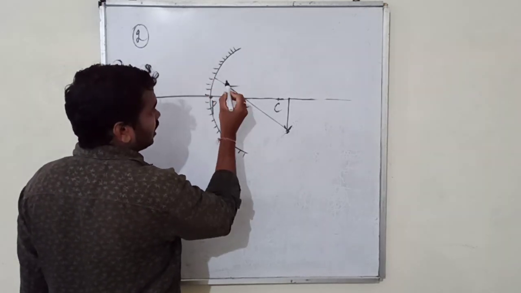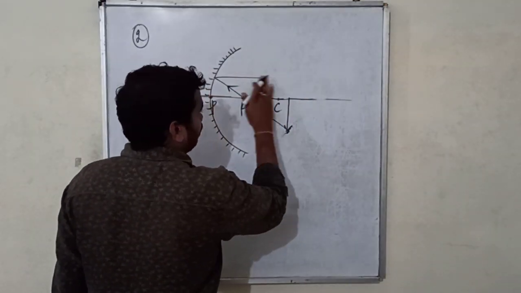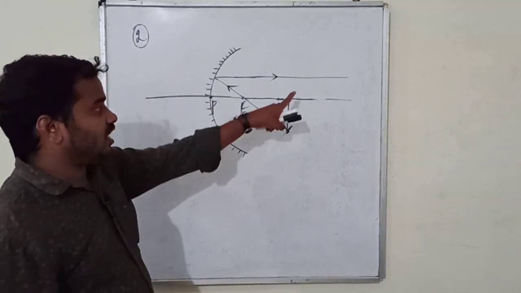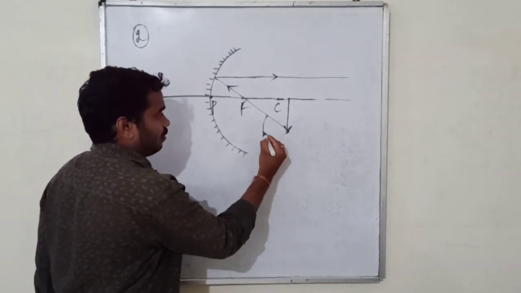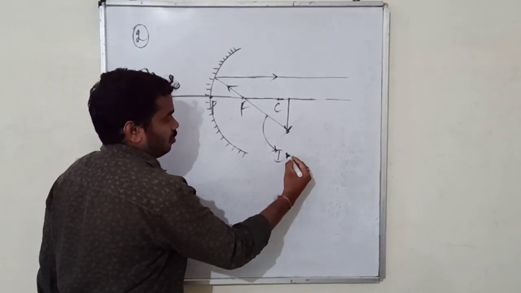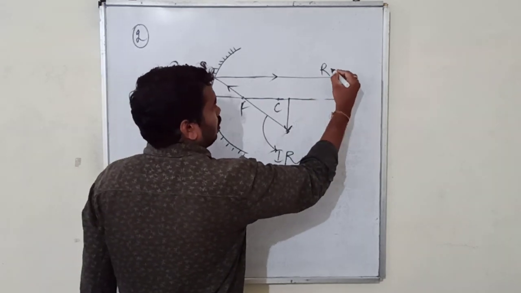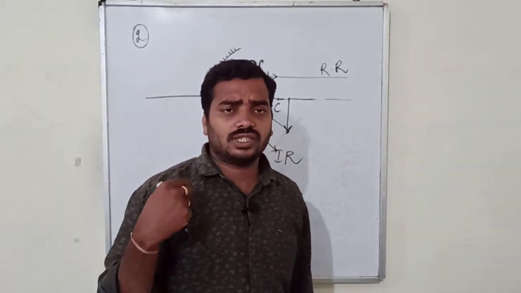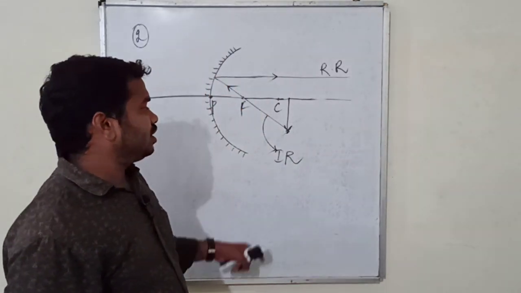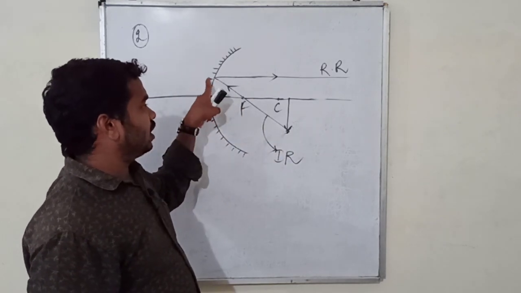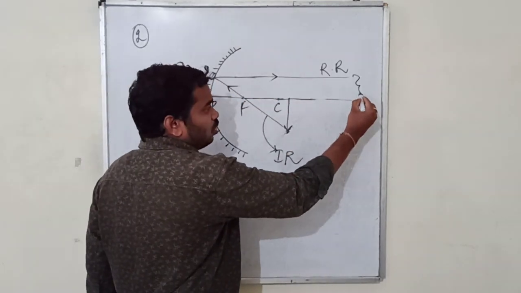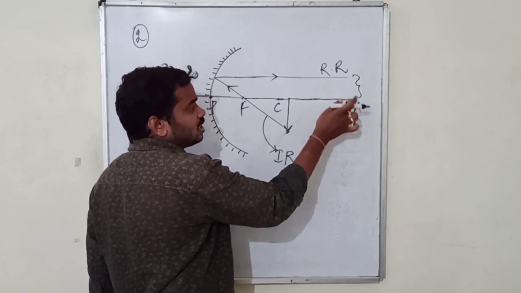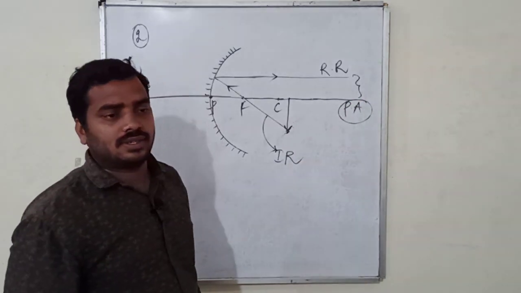Then the reflected ray would be parallel to the principal axis. Remember, this is the reflected ray, this is the incident ray. So according to statement 2, or case 2, if the incident ray is passing through focus, then the reflected ray is parallel to the principal axis. This is the principal axis, right? And the reflected ray is parallel to this principal axis.